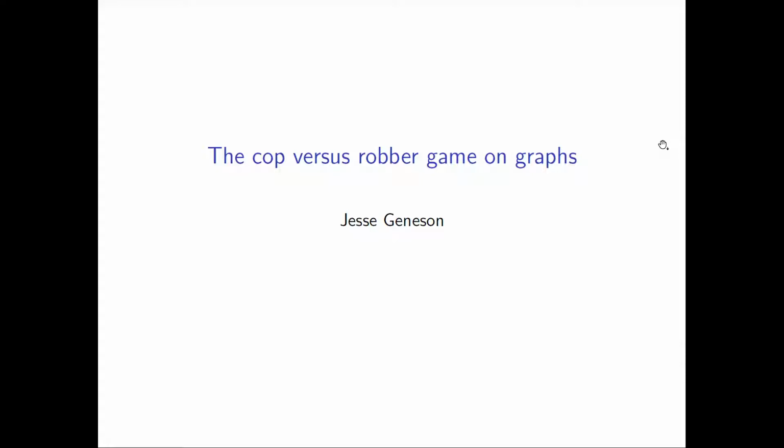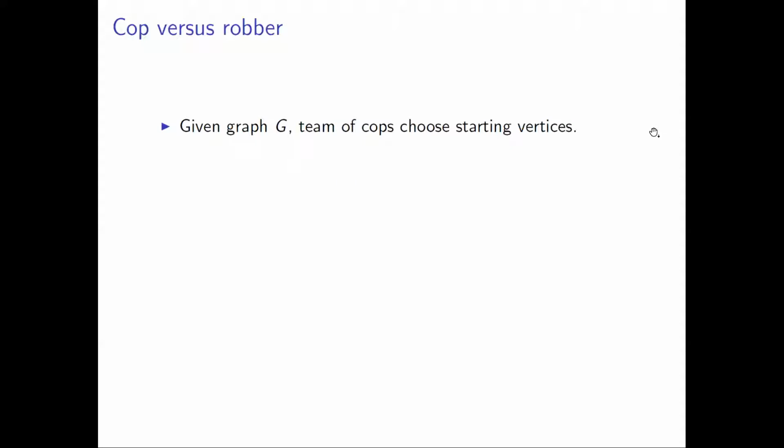There are other pursuit-evasion games that are not played on graphs. One that's played in the plane, for example, is called Man vs. Lion. There's many research papers on that, a lot of them earlier than most of the research papers on cop versus robber. But we're going to focus on cop versus robber because this one's played on graphs and this course is about graphs.